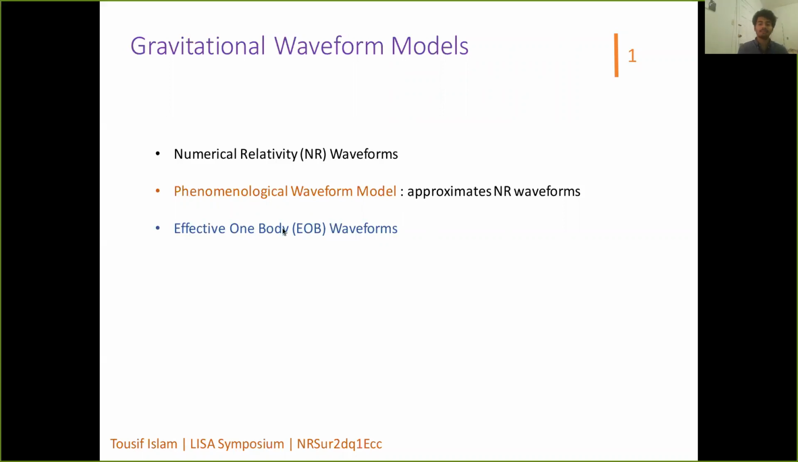On the other hand, we have the effective one-body, or EOB, waveforms. EOB waveforms are faster to generate than NR. However, when compared with a phenomenological waveform model, EOB is much slower, making it a bit difficult to implement for a data analysis pipeline.